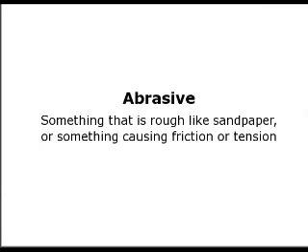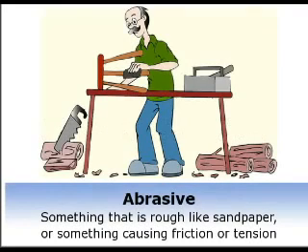The word abrasive means something that is rough like sandpaper, or something causing friction or tension. For people who work with wood, abrasive materials like sandpaper are necessary to smooth the rough surfaces so you don't get splinters. The scratchy material grinds down the wood and makes it feel much nicer to the touch.